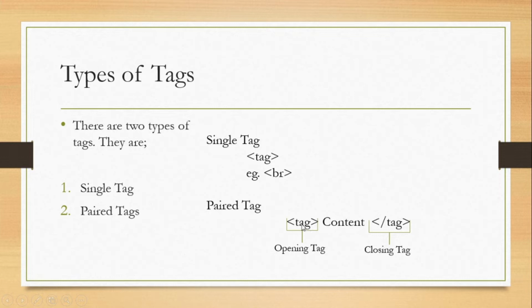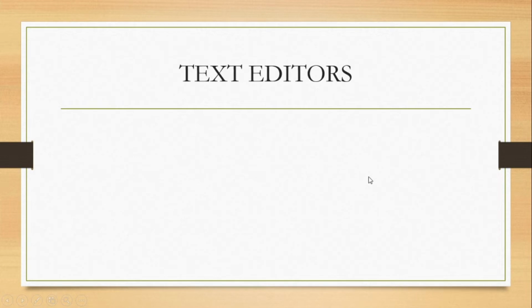So anything right from the opening tag to the content and then to the closing tag is what we term as the HTML element. So starting from the opening tag to the content and then the closing tag, when we combine all of them together, it is termed as the HTML element.